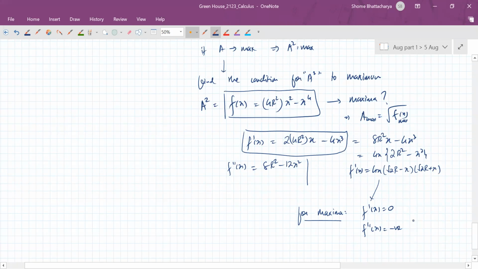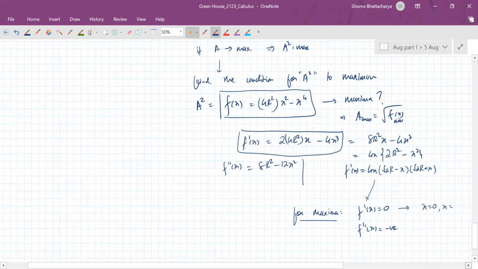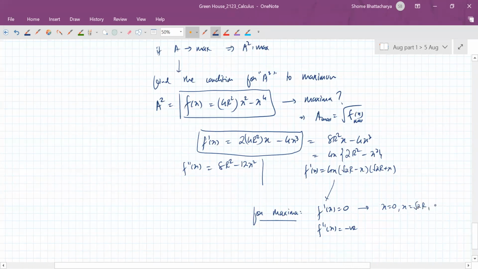So the derivative is 0 for x equal to 0, x equal to root 2r, x equal to minus root 2r. But you can see that two of these are not allowed, because x cannot be negative and x can't be 0. X can only be a value between 0 and root 2r. So the second derivative at this value will be 8r square minus 12 into x square, that is root 2r whole square. So you can see it's a negative quantity.